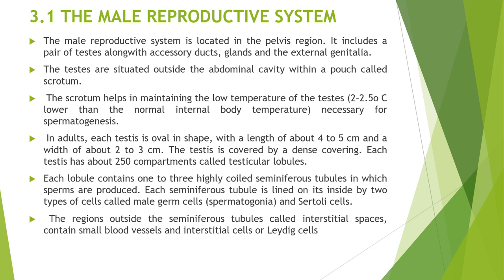After that, the spermatogonia undergo meiotic cell division to produce the sperms. Of course, there is a necessity of cell division for the formation of the sperms. For that, the spermatogonia, that means the male germ cells, undergo meiotic cell division to produce the sperms. The Sertoli cells provide the nutrition to the germ cells.